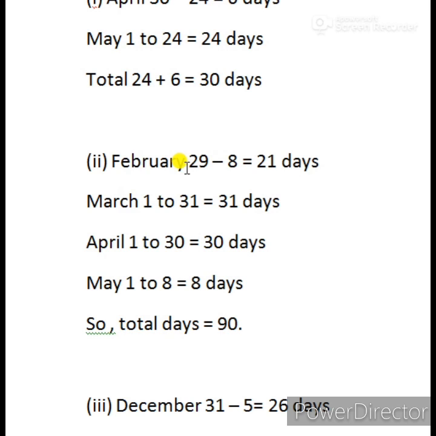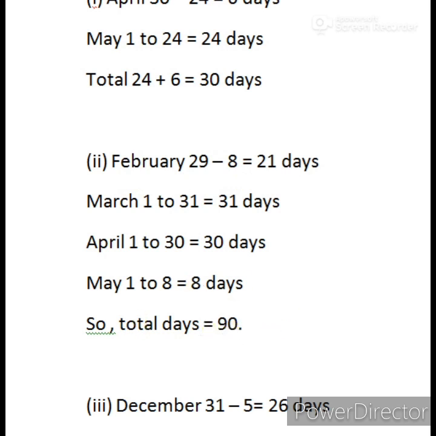February 21 days. March, we know there are 31 days, so March full 31 days. April, we know 30 days are there, so full 30 days in April. And May we have to take 1 to 8, that means 8 days. So total 21 in February plus March 31 plus April 30 plus May 8 days. Total 90 days are between February 8 to May 8. That 90 days you have to write in the box which is given on the page.